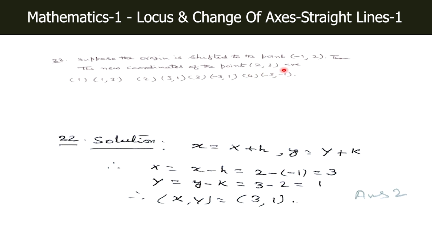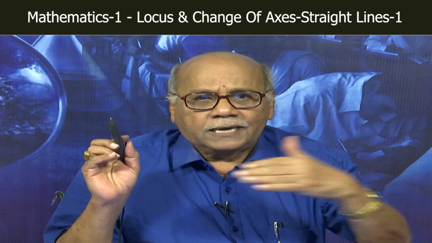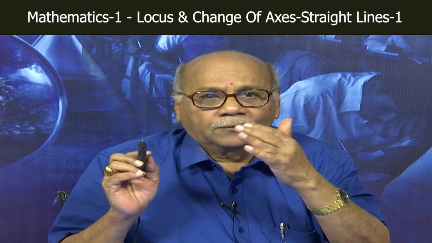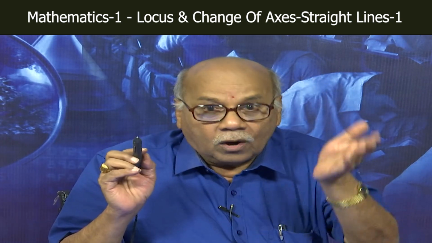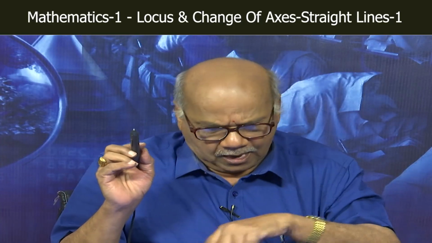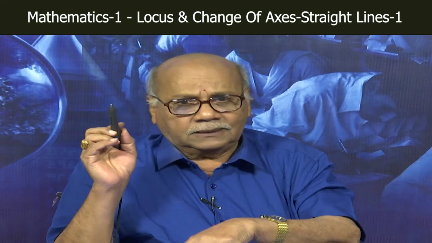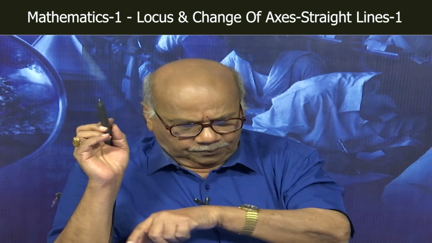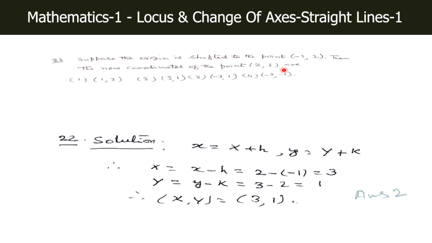And you know that if the origin is shifted to the point h comma k without changing the direction of the axis, and if capital X and capital Y are the new coordinates according to the new axis, then the relation between old coordinates and new coordinates are small x is equal to capital X plus h and small y is equal to capital Y plus k, or capital X is equal to small x minus h, which is 2 minus of minus 1, 3, and capital Y is equal to y minus k, which is 3 minus 2, 1. So, capital X comma Y is equal to 3 comma 1. So, the answer is option number 2.